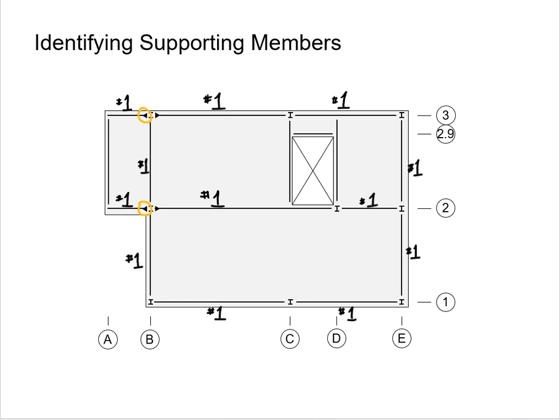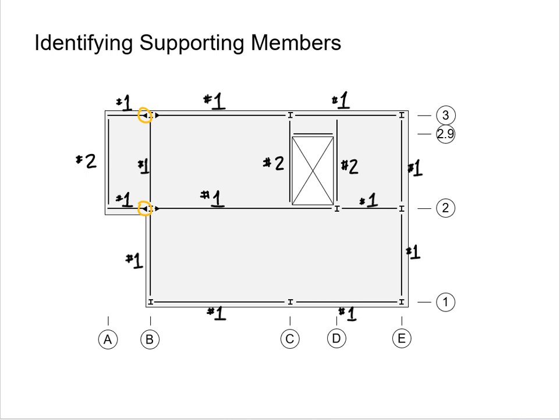Next, identify members that attach to a number 1 member at least one end. The other end can be attached to a column or another number 1 member. Label these number 2. In our example, this member is connected at both ends to members labeled number 1, so it is clearly a number 2. This member connects to a number 1 on the one end, but to a column on the other end. It is still labeled number 2, as is this one.